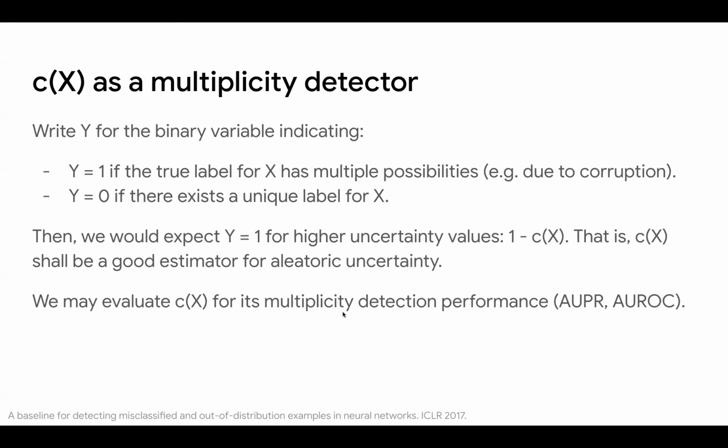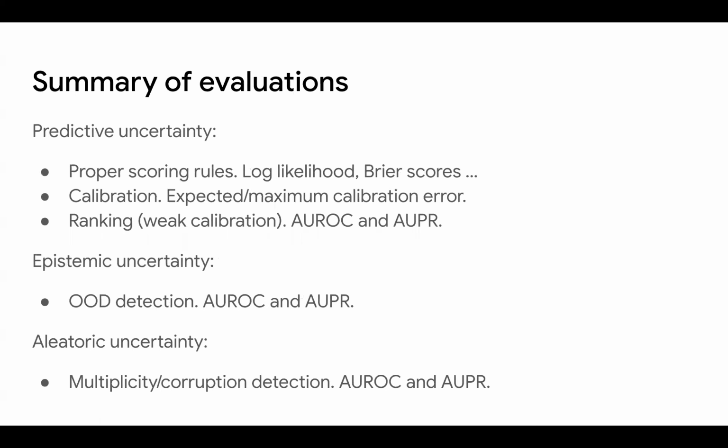Likewise, this is much less popular, but you can also use the same C of X as an estimator for multiplicity, whether the sample admits more than one answer, or for severe corruption. The same story applies with different meanings. So that's the end of the summary of evaluations.